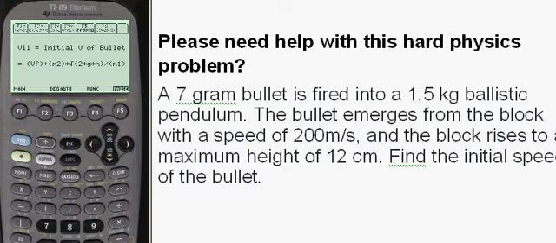Press OK. V1 is the initial velocity of the bullet, and the formula is this: V1 equals final velocity plus mass 2, the block, times the square root of 2 times g times h, divided by mass 1. And we do the calculations. We put in all the variables, do that automatically for you.